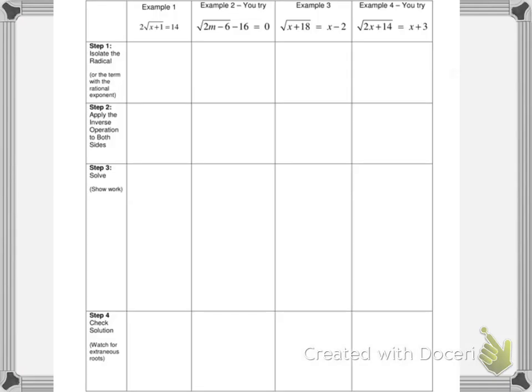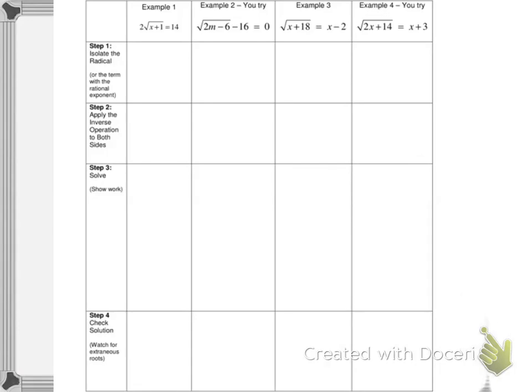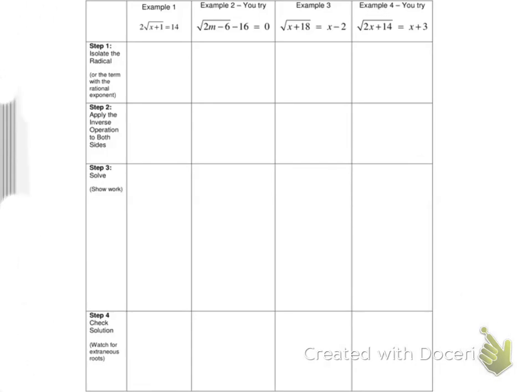Okay, so we're going to do a couple of examples together, and then you're going to try some on your own and watch the answers being done for you. So here's the first one. Our first goal here would be to get the radical by itself. Okay, so we have 2 square root of x plus 1 equals 14. Now in order to get the radical by itself, I need to divide both sides by 2.